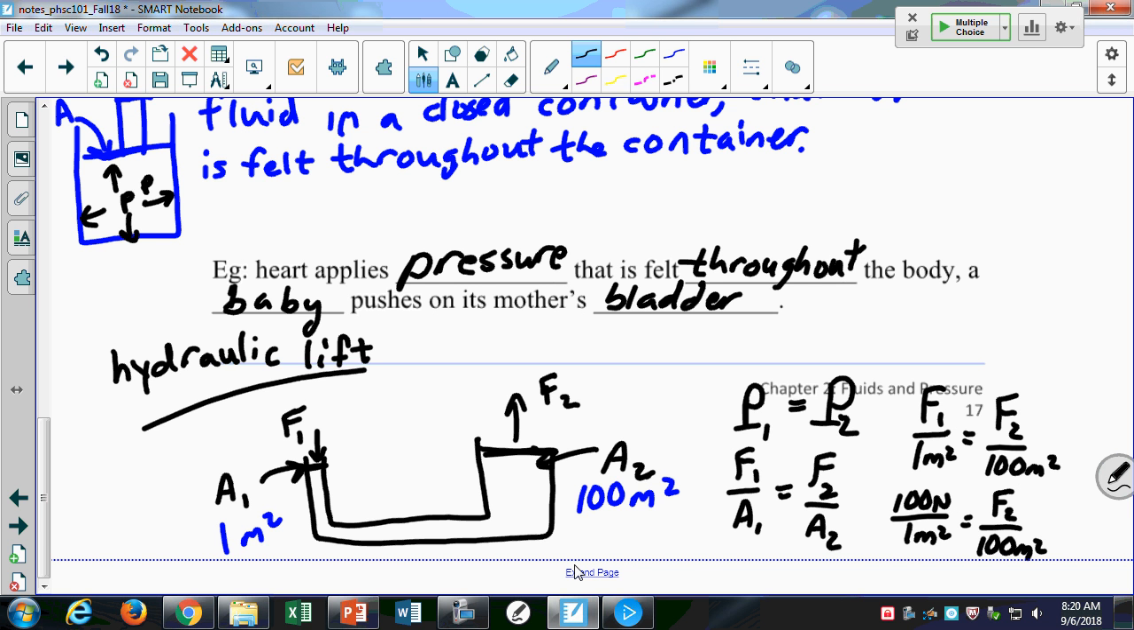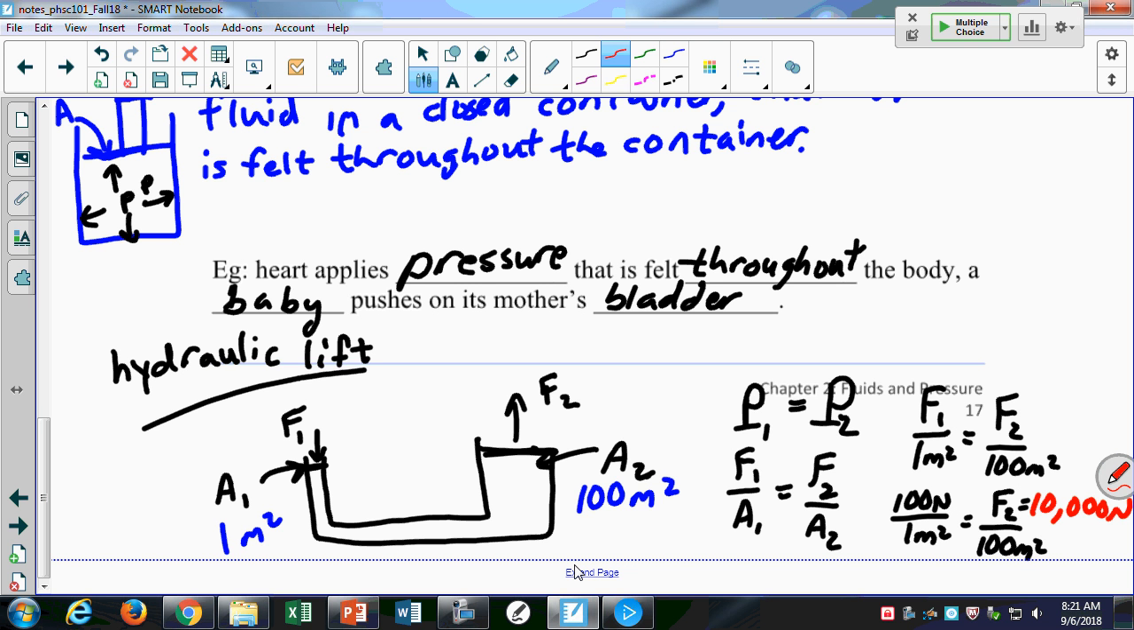A lot, no, not 100. It's going to be bigger. In fact, it's going to be 10,000. It's going to be 100 times 100. So F2 is going to equal 10,000 newtons. I put in 100 newtons, and like Annette said, I get out a much bigger force. The pressures are equal, but the forces are not.